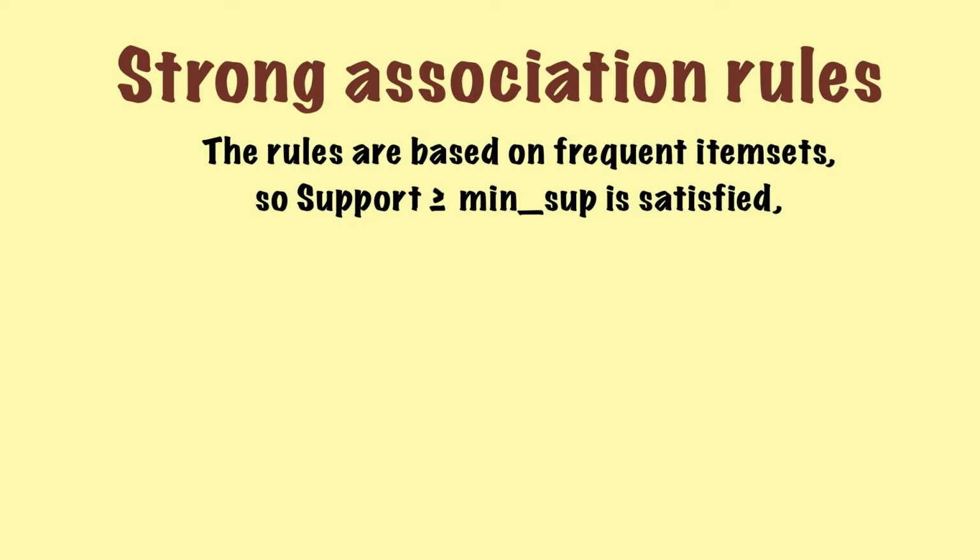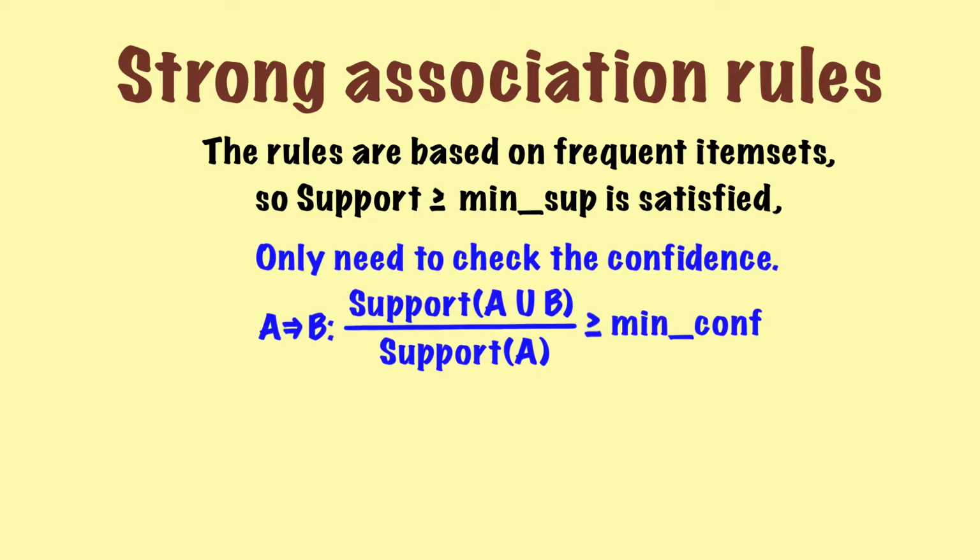To begin with, the rules are based on frequent item sets, which we found in step 1. Frequent item sets are actually the foundation for strong association rules. By deriving the rules from frequent item sets, we can save the effort in checking whether the support is larger than the minimum support threshold or not. Therefore, we only need to check whether the confidence is larger than the minimum confidence threshold, and confidence is the support of the union of A and B divided by the support of A.